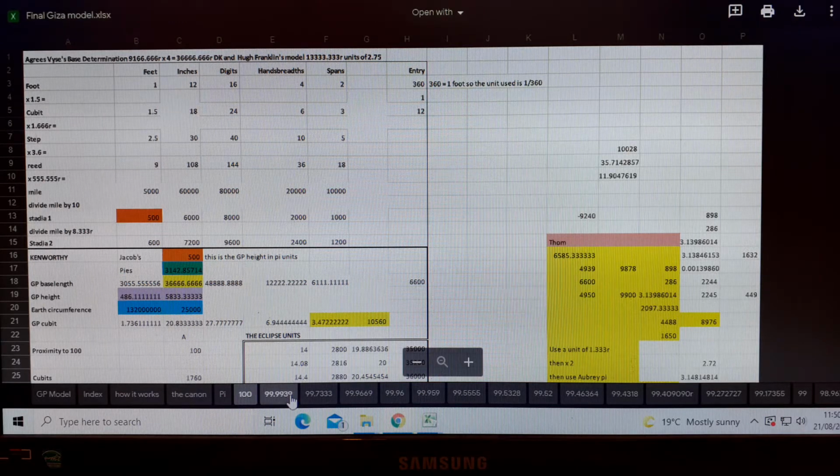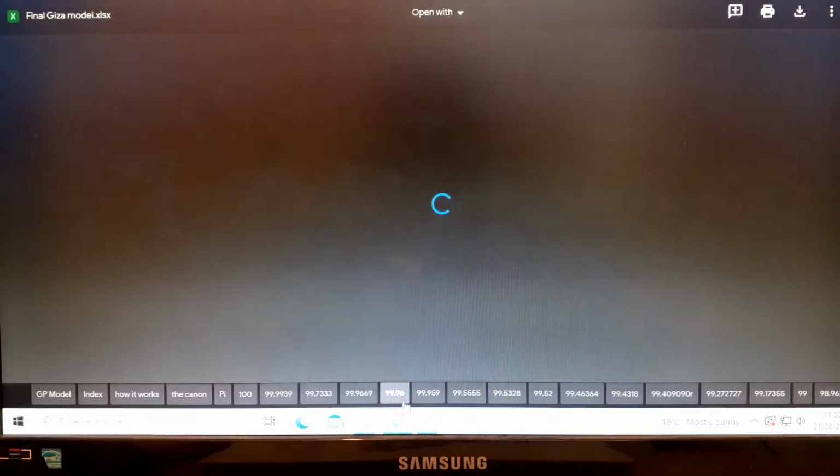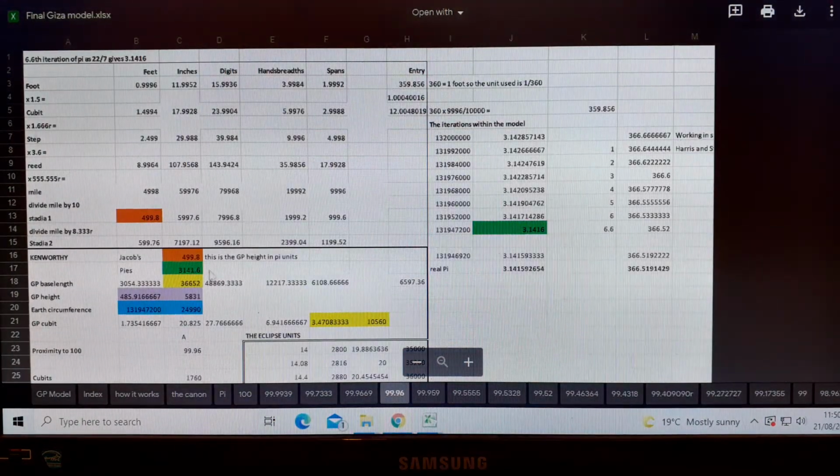So if we go to, what can we look at that we know? 99.96, what's that? We get 499.8. Everything's scaled down, and the only entry that goes into this model is here. We put the entry that we want in there by multiplying 360 by the scaling factor. And the scaling factor here is 9996 divided by 10,000. So that's what that is. It's 360 times 9996 divided by 10,000.